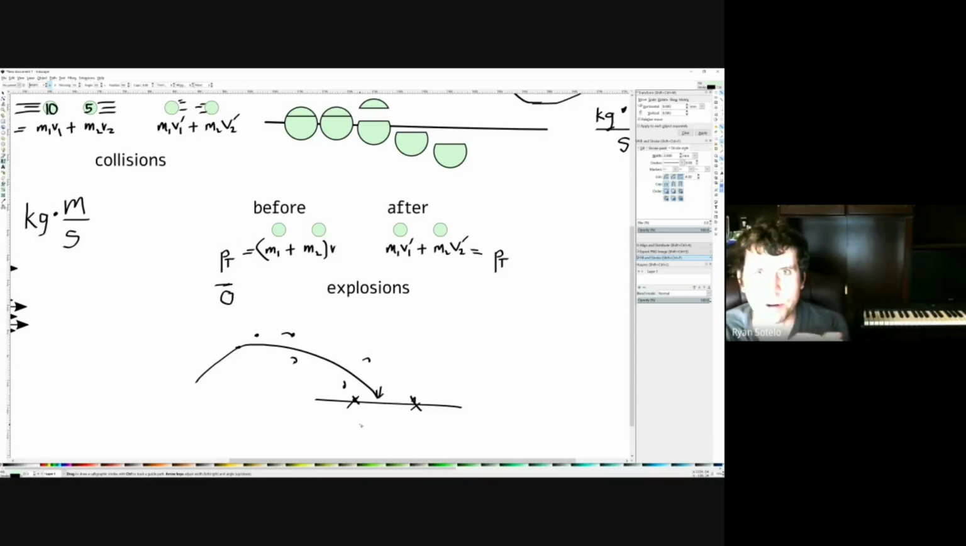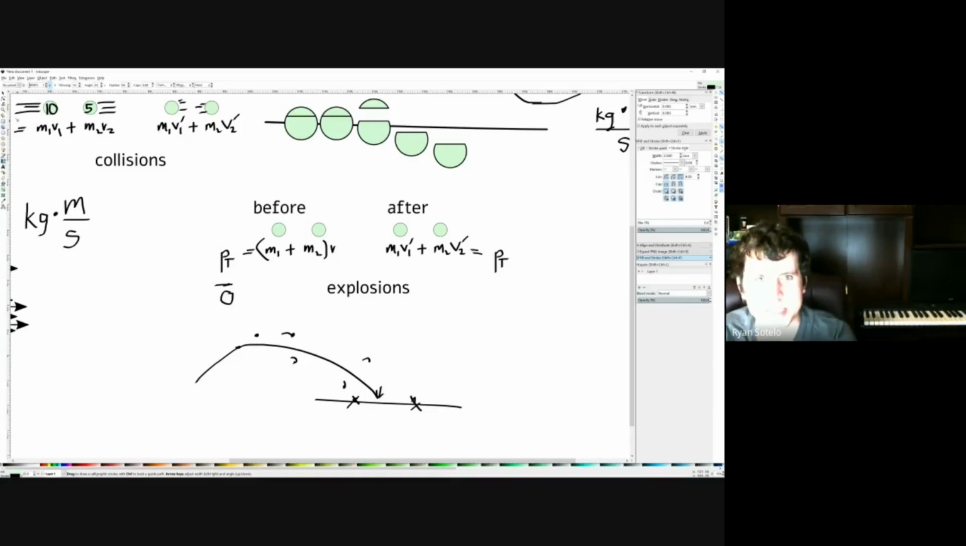It's really just one part of the system pushing on another part of the system, and through Newton's third law, equal and opposite reactions, there's no effect from an external perspective of the system.